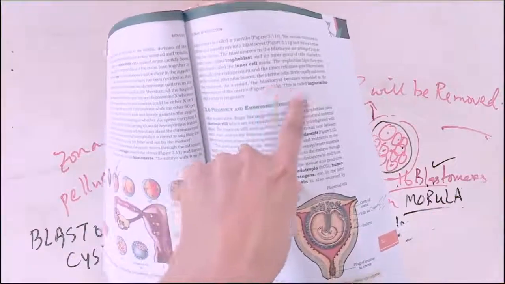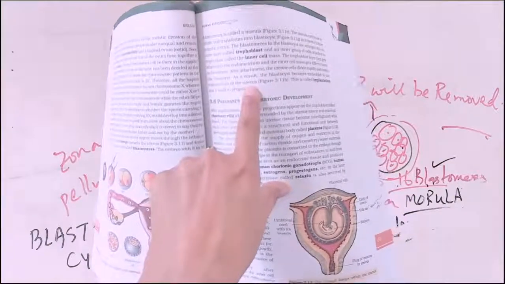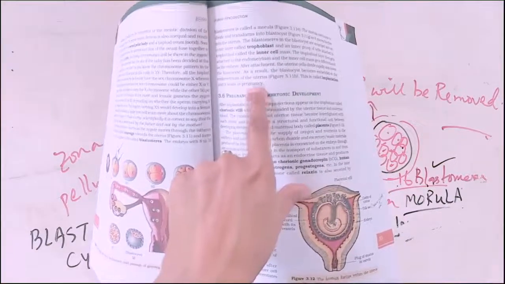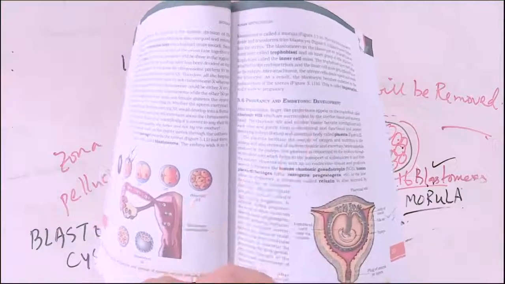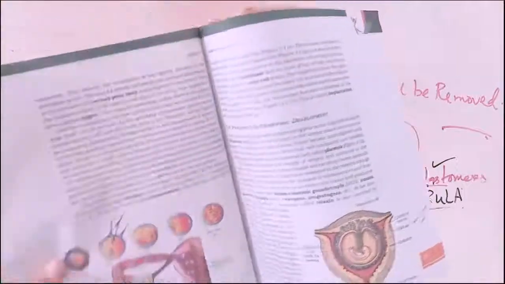When the blastocyst embeds in the endometrium of the uterus, that is known as implantation, and now it leads to pregnancy. Next, how the placenta is formed and what are the hormones involved during pregnancy.